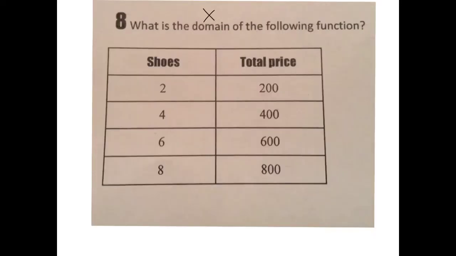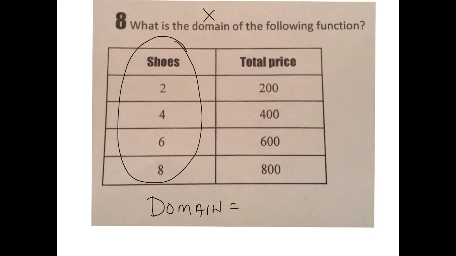Domain are the x's. So what are the x's for this function? Domain equals 2, 4, 6, 8. And this is discrete data because it's individual points.